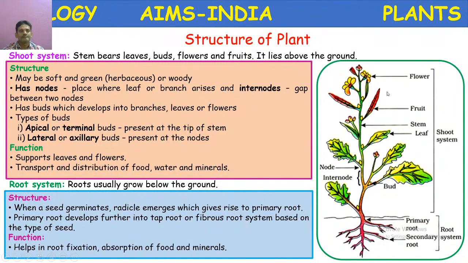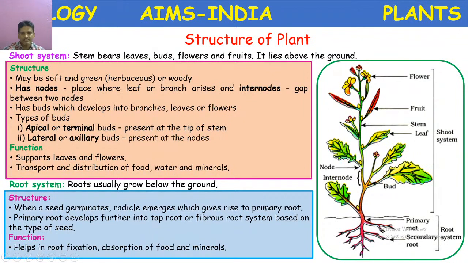So let us see here. This is a typical plant showing all parts. Let us discuss the shoot system. This shoot system lies above the ground. In some plants, it may be soft and green. Such soft and green stemmed plants are called herbaceous plants. And in some plants, which we call trees, the stem is woody, not green.